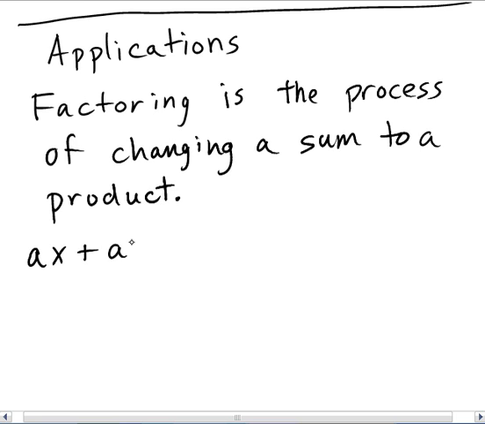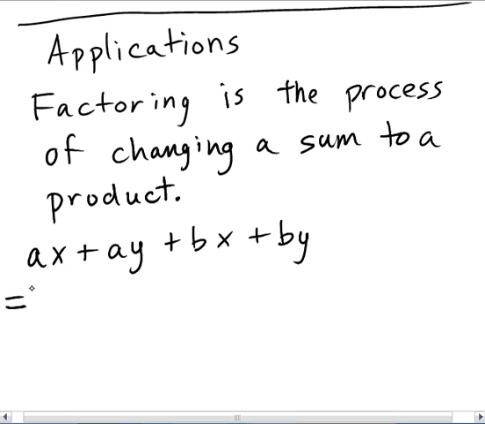ax plus ay plus bx plus by. Okay, this is pretty clearly a sum. Now that we've gone through all those examples, this is a sum of 4 terms. ax, ay, bx, and by are the terms. So it's not factored. We have to begin to factor it. Factoring sometimes takes more than 1 step. Sometimes it only takes 1 step. This one's going to take 2 steps.